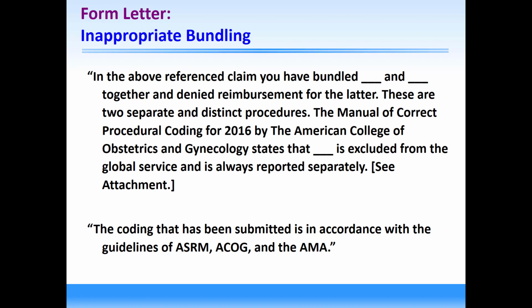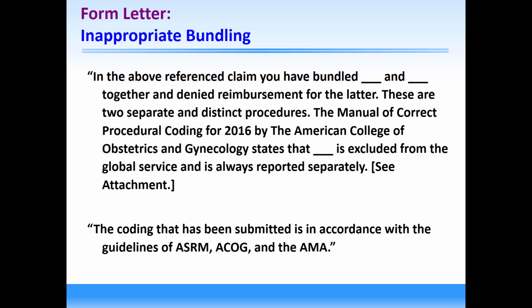The Manual of Correct Procedural Coding for 2016 by the American College of Obstetrics and Gynecology states that abdominal myomectomy is excluded from the global service and always reported separately. See attachment. And then for your attachment, you would put a photocopy of that page that I showed you that shows the included and excluded services, and you probably take a highlighter and draw their eyes to the fact that abdominal myomectomy is always reported separately. You can close with this final sentence if you followed all of these steps appropriately. The coding that has been submitted is in accordance with the guidelines of ASRM, ACOG, and the AMA, and I think that packs a pretty powerful punch.